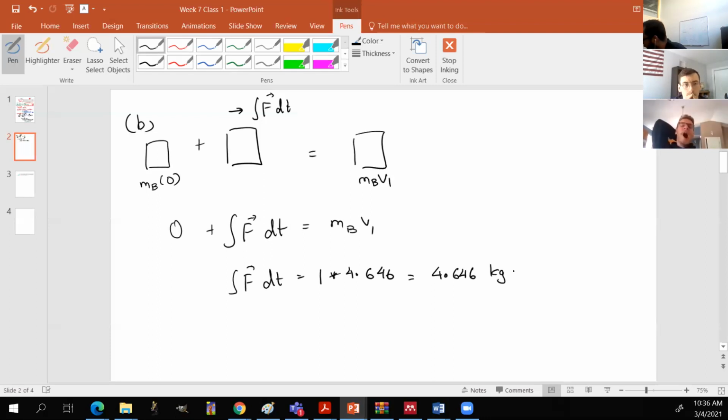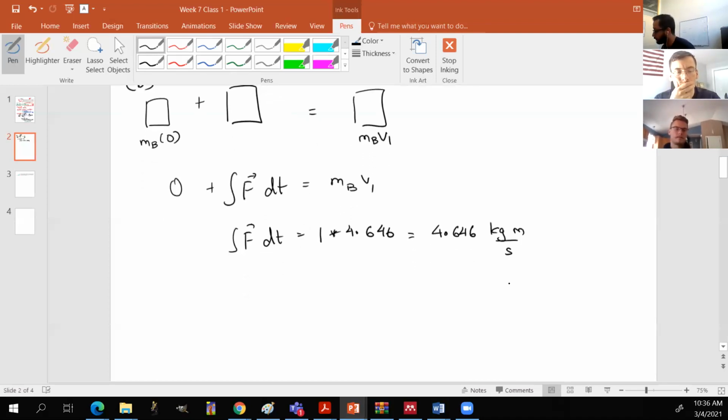4.646 kilograms meters per second. Good. Okay, so this is your impulse force. So that's the answer, pretty much. The impulse that's imparted by the bullet onto the block.